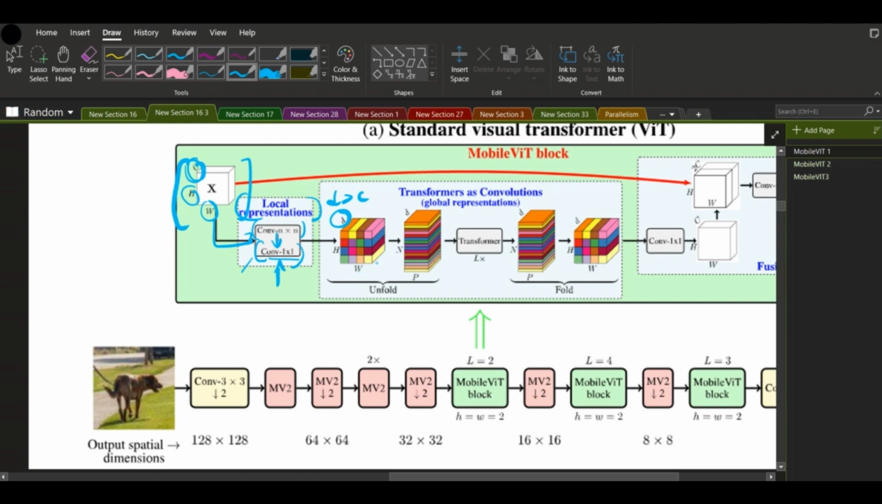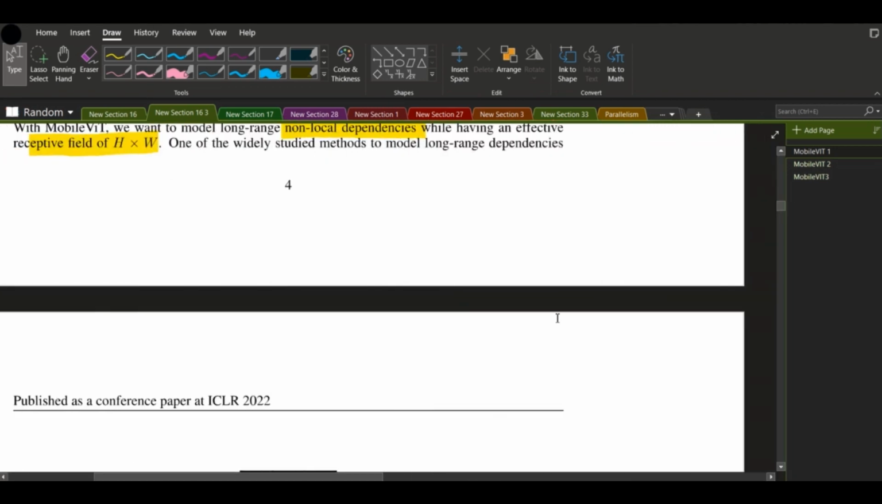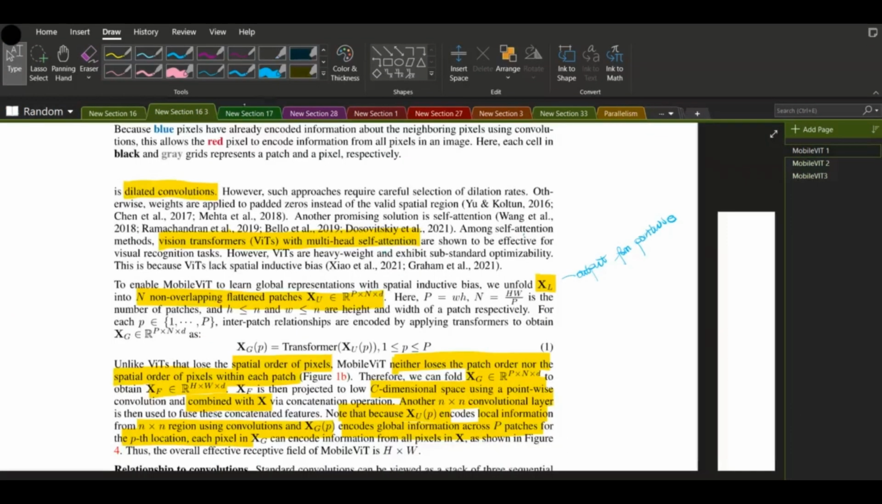The authors stated that while it is effective to learn local representation, we need a method to learn long-range non-local dependencies. By that I mean a model that can learn global representation. Let's go to the specific text. They found that self-attention was one of the candidates for learning that non-local long-term dependency objective. This is mainly because vision transformers with multi-head self-attention have been shown to be effective for visual recognition tasks.